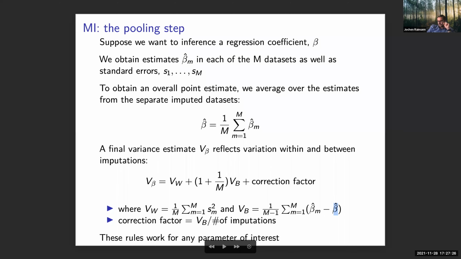So the correction factor is the variance between divided by the number of imputations. This is calculated as the variability of each beta estimate around the overall estimated pooled beta hat, and this variance between is divided by the number of imputations. These are the rules that are being employed for the pooling of your imputations. These rules work for any parameter of interest.